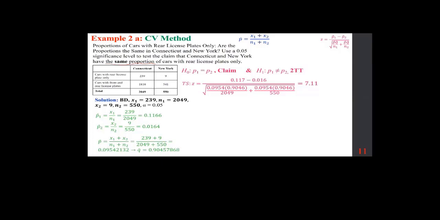We need P bar and Q bar for the denominator of the test statistic. So the stuff at the bottom left in green must be calculated first and foremost before we go to the test statistic. After we do that, we plug in, and we end up with 7.11.